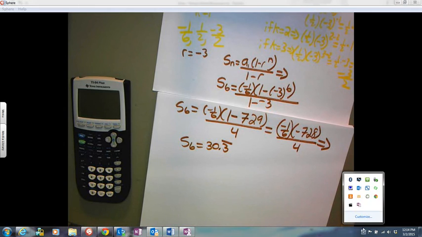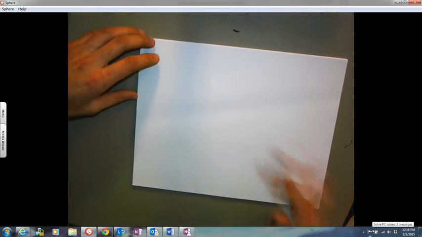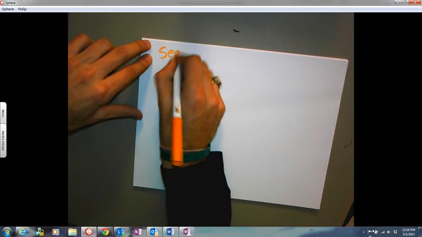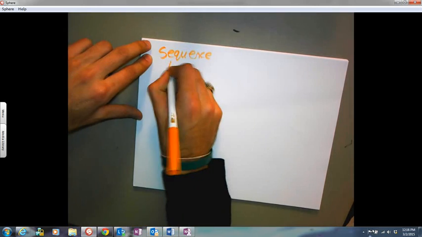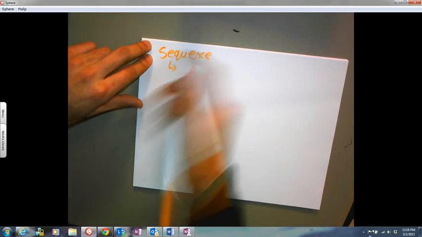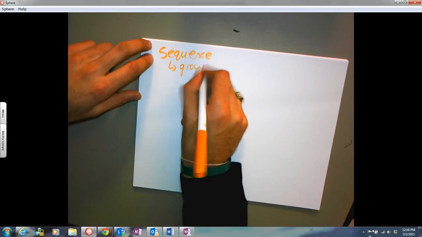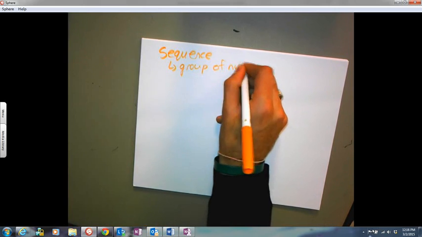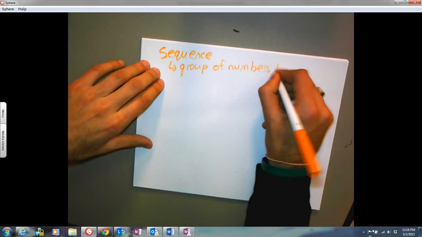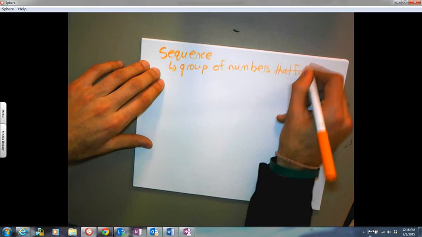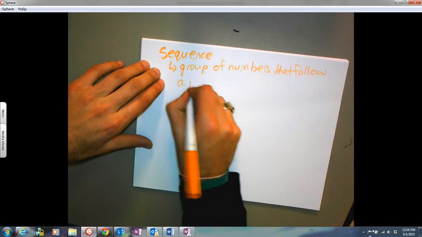Back together. And I want to go over some notes before we attack some of the next problems. So we talked about a sequence, which is just a group of numbers that follow a pattern or rule.